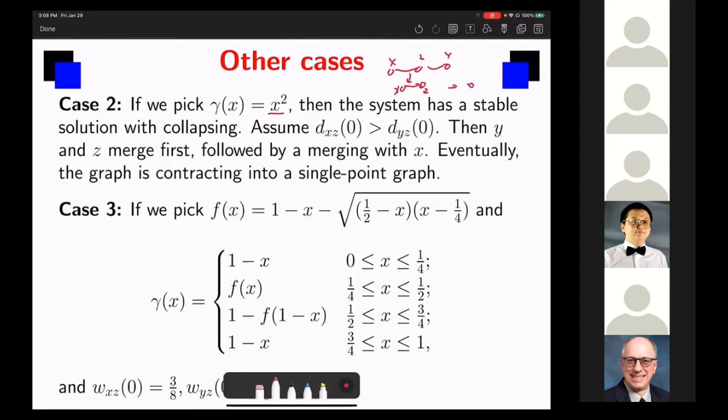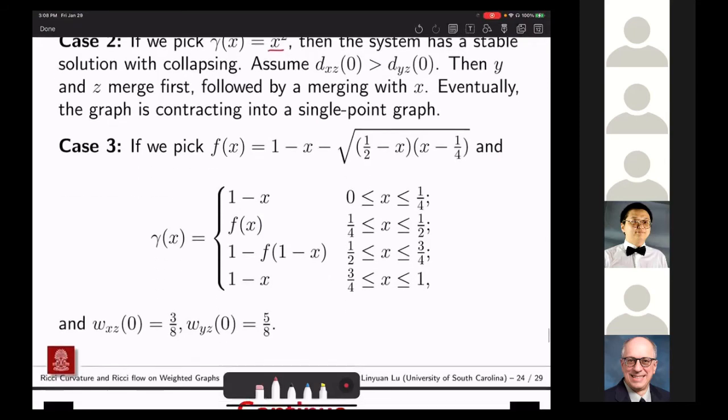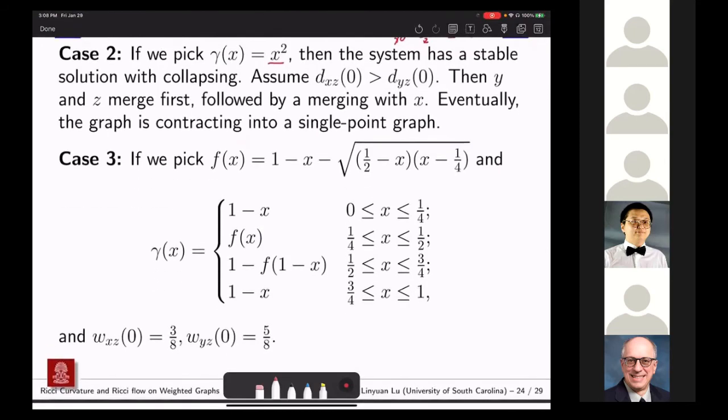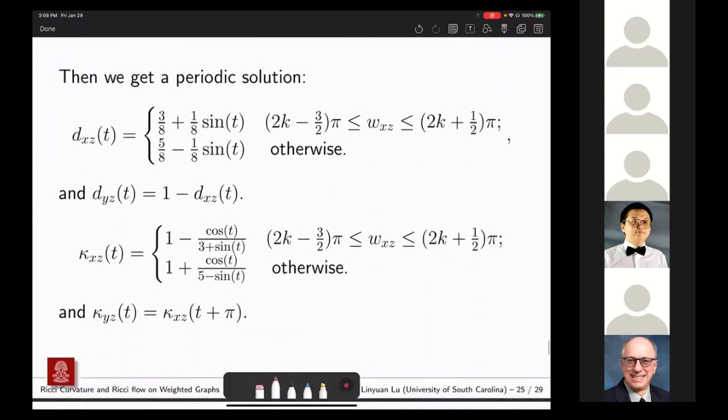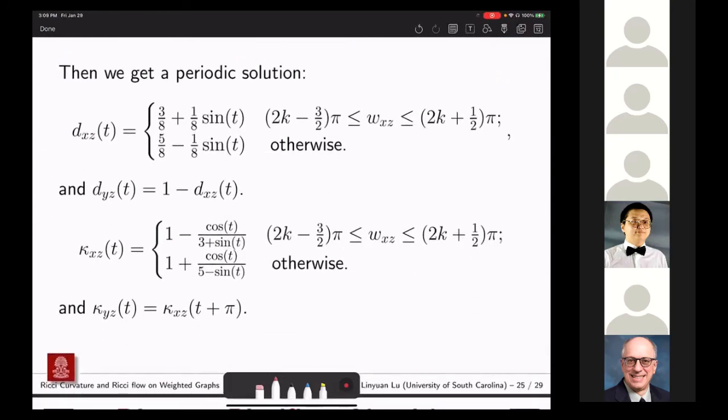Now the most interesting part is the K3. So for K3, we define this very special function. It's not trivial trying to find this function, okay? And we define the gamma function like this, a piecewise function. With the initial value, we give the weights 3/8 and 5/8. And then the result is surprising, a periodic solution. So basically, I'll tell you what it is, okay?